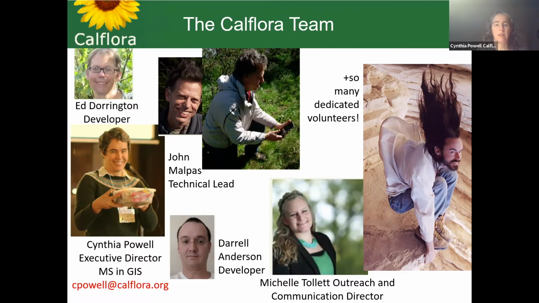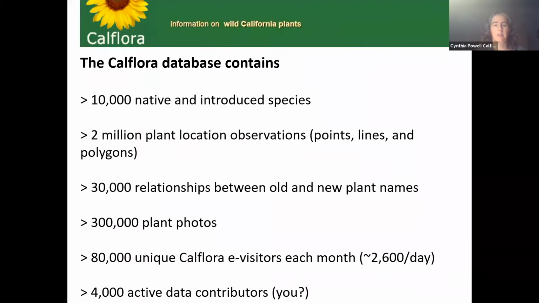Then we have Michelle, Daryl, John, Ed, also on the team. We also have Pete Fry. He's new. I should add him to this slide. The Calflora database contains over 10,000 native and introduced species, 2 million plant location observations, points, lines, and polygons.